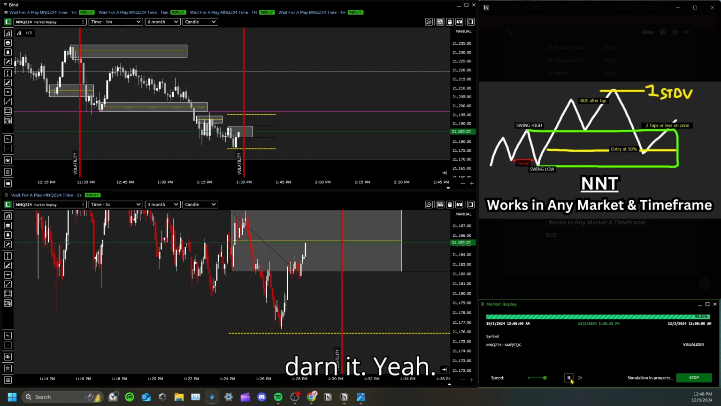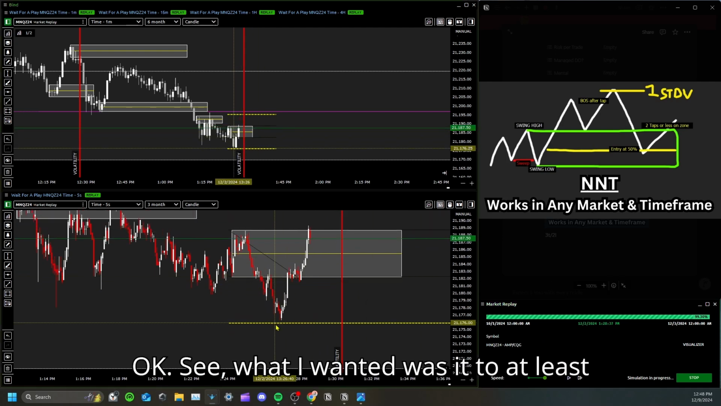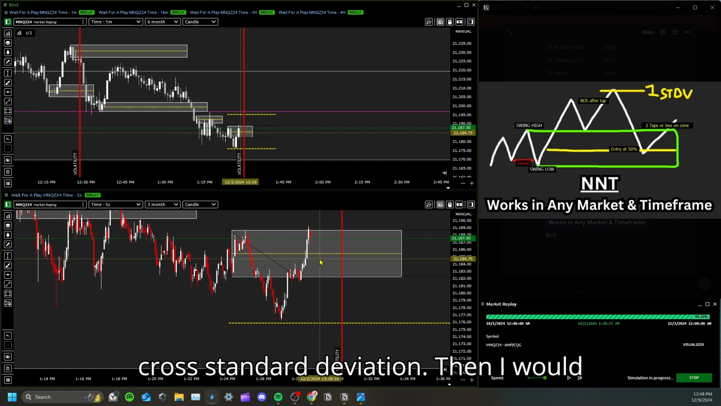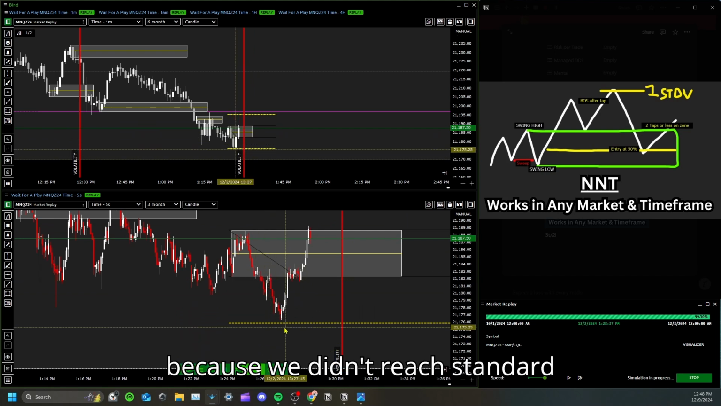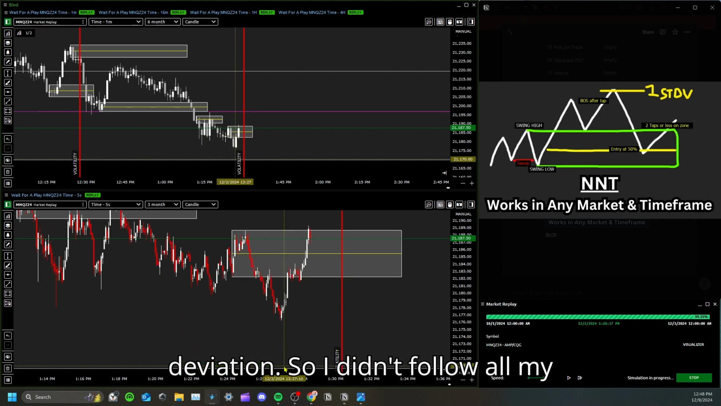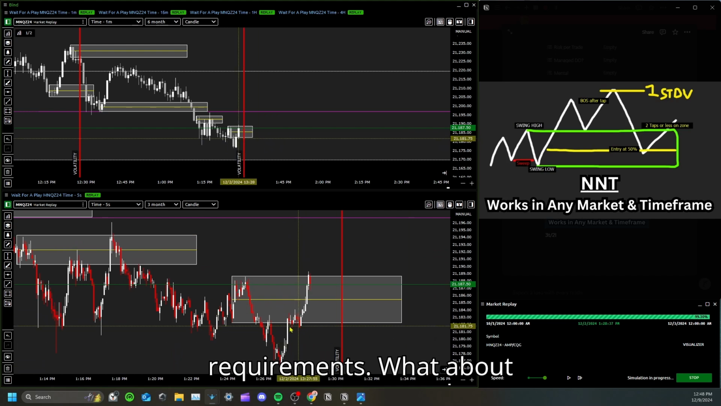No. Darn it. Okay, see, what I wanted was for it to at least cross standard deviation, then I would have taken it, but it did not, so I did not take the trade, and it resulted in a loss. That's why I didn't take it, because we didn't reach standard deviation. So I didn't follow my requirements.